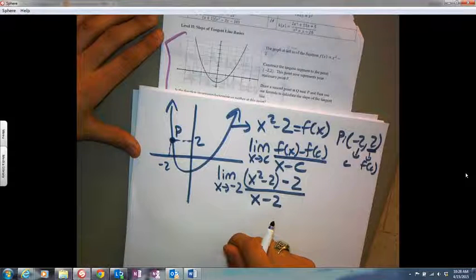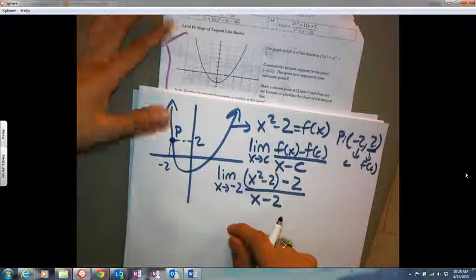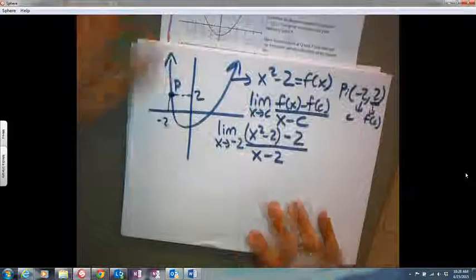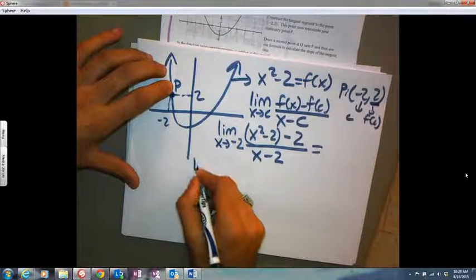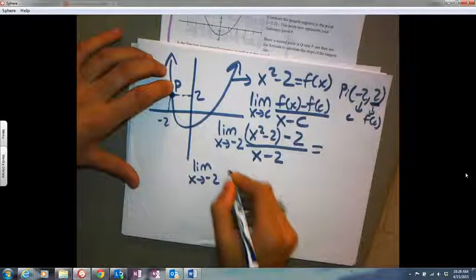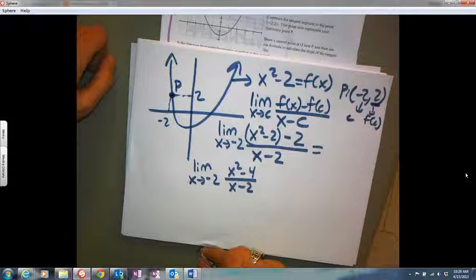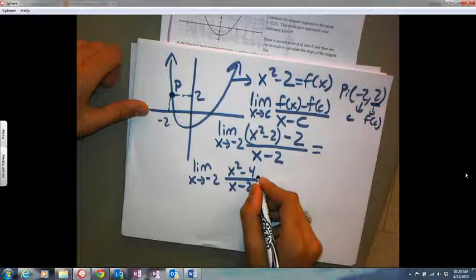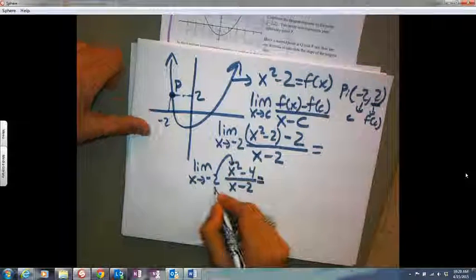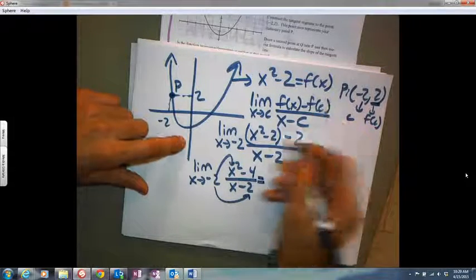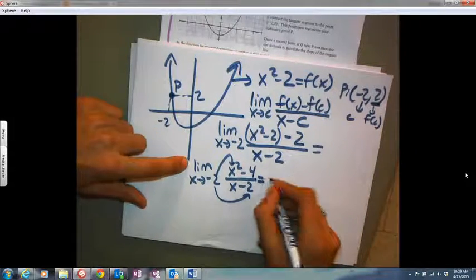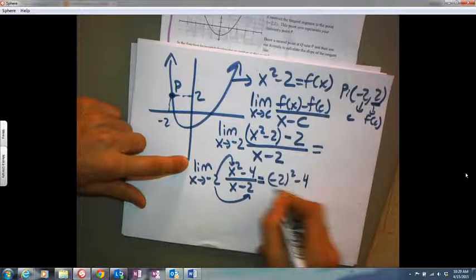Simplifying now. Limit as x goes to -2 of x squared minus 4 over x minus 2. Now what do I do? I'm going to plug in -2 just like any limit. And what is this limit solving for? The slope of the tangent line. -2 squared minus 4 over -2 minus 2 equals, did anybody see the mistake I made?